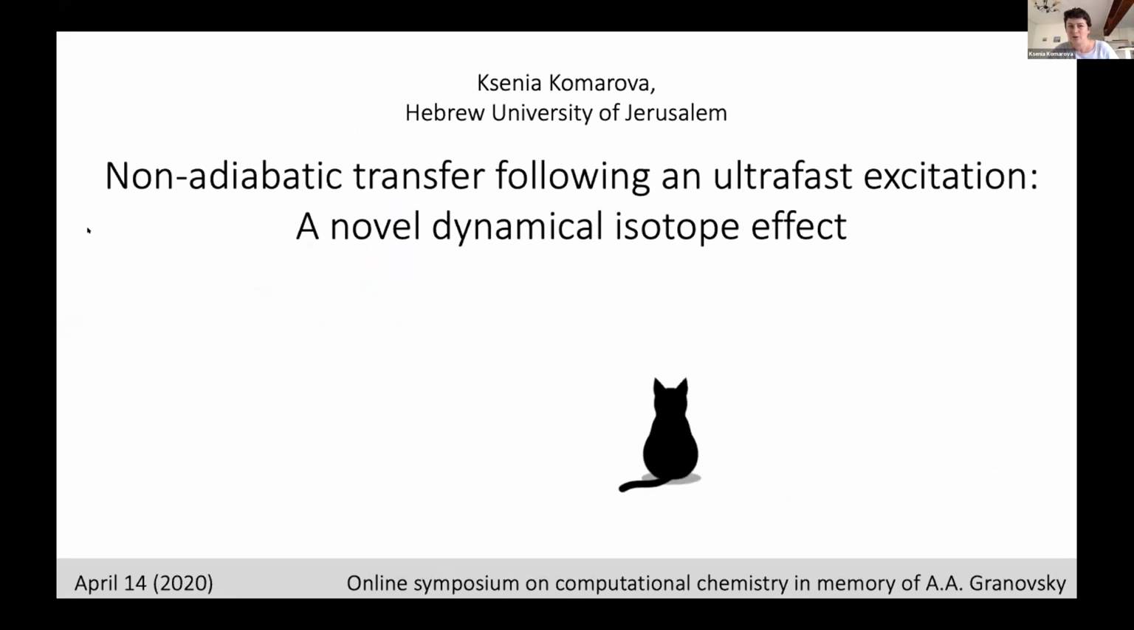So I will talk about ultrafast photochemistry. By ultrafast I mean 10-12 femtoseconds. Via the Heisenberg principle, one can say that you have quite a wide band in energy, and you can access several electronic states coherently within one pulse excitation.